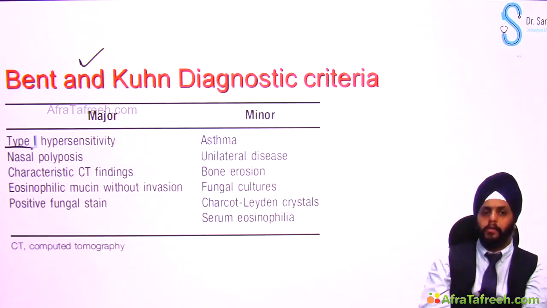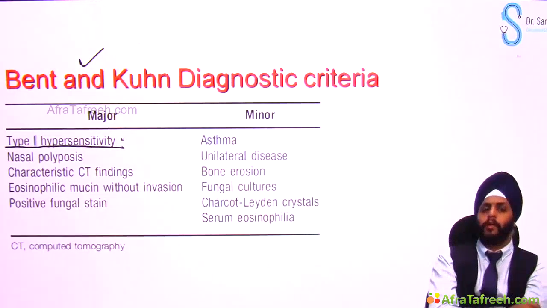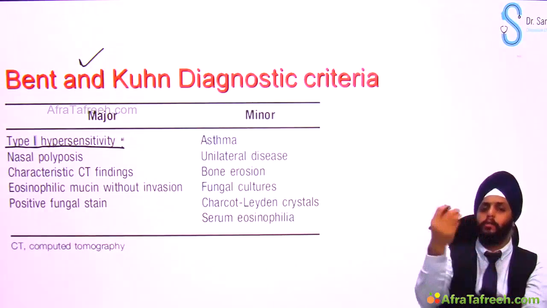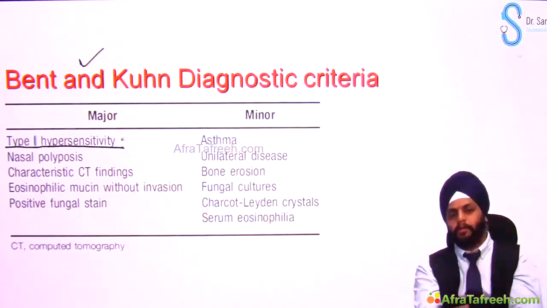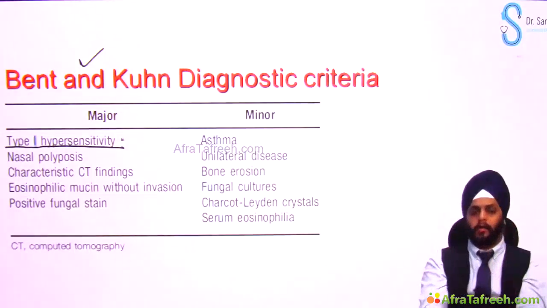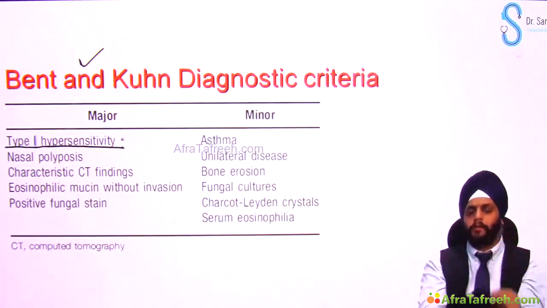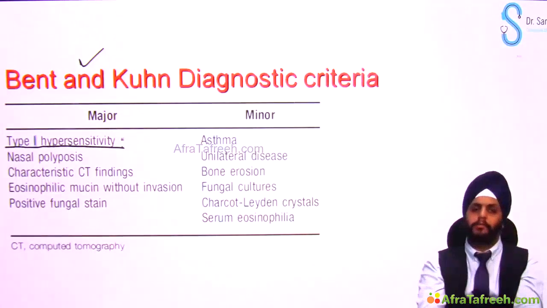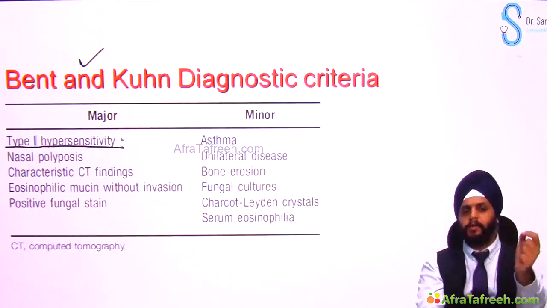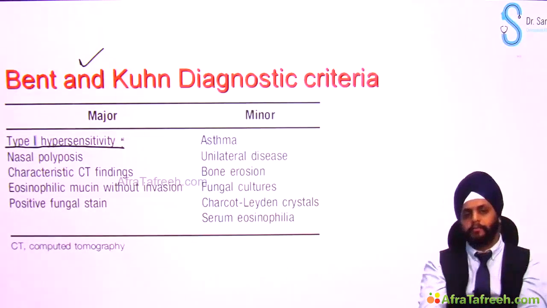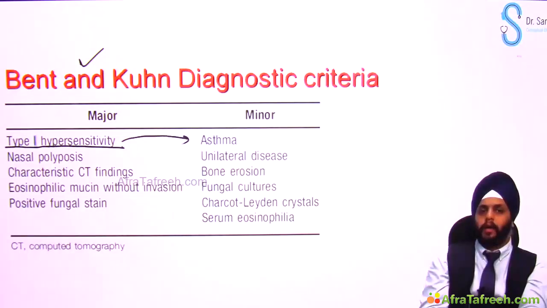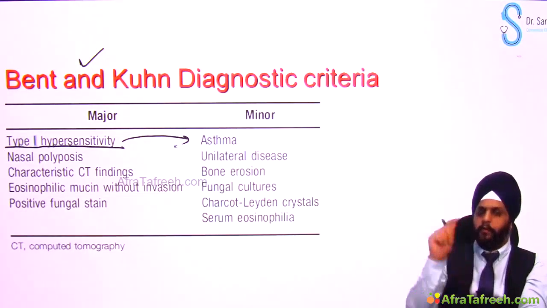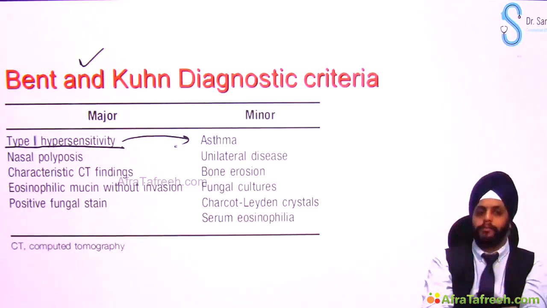Number 1, as I told you, the patient has hypersensitivity. The patient has type 1 hypersensitivity to the fungus. So there is a fungus and the patient is allergic to it, so the mucosa will also react now. This is the major criteria. Remember, allergic patients can also have asthma. Asthma is also a type of type 1 hypersensitivity. So asthma is a minor criteria. It may be present. Whenever we say may be present, it's a minor criteria.